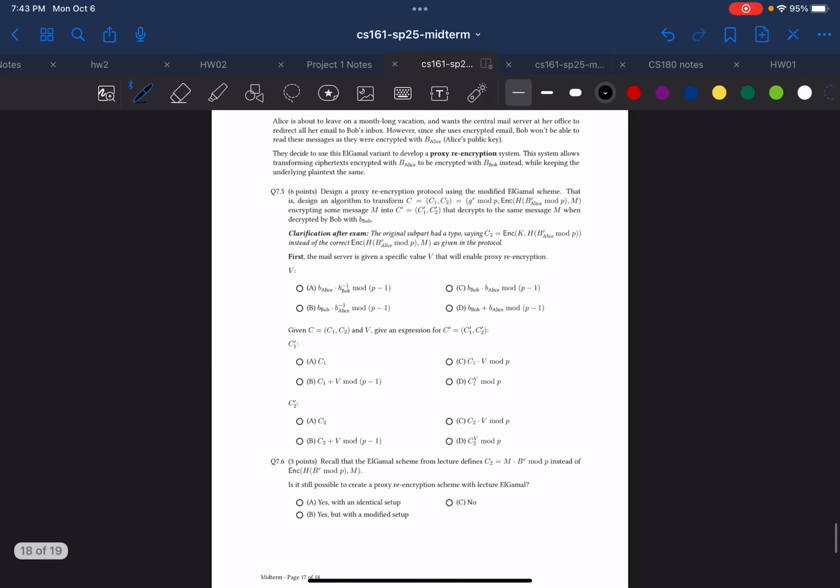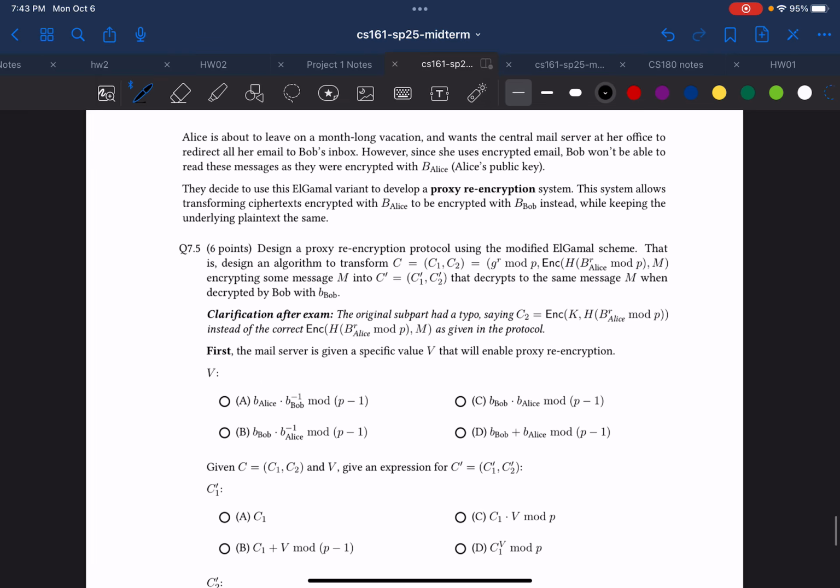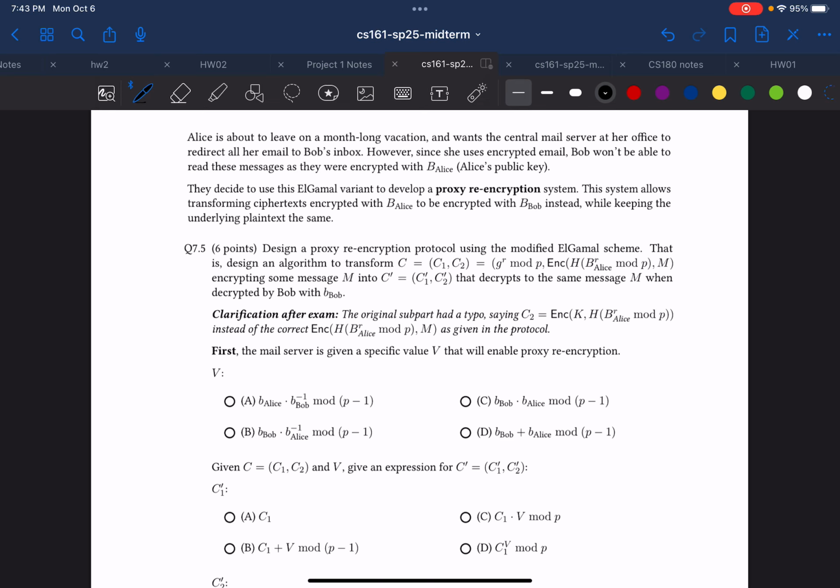Okay, and now we're on to the final part of this question. Alice is about to leave on a 1-month-long vacation and wants the central mail server at her office to redirect all her mail to Bob's inbox. However, since she uses encrypted mail, Bob won't be able to read these messages as they were encrypted with Alice's public key. They decide to use this El-Gamal variant to help develop a proxy re-encryption system.